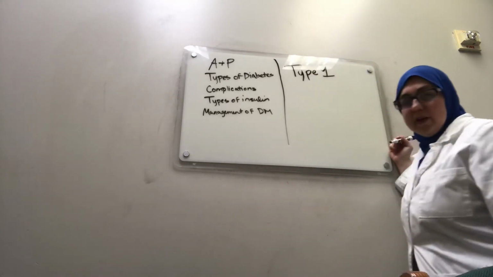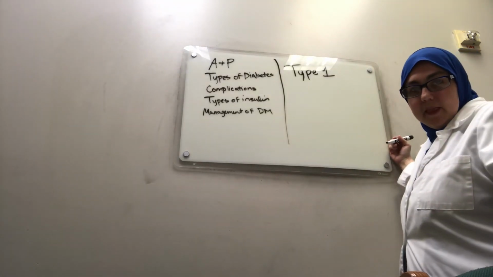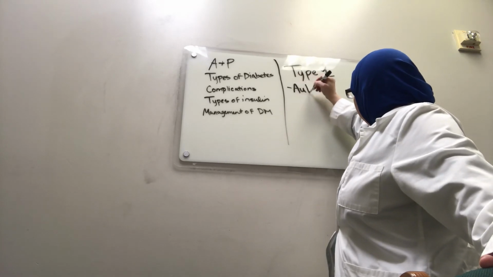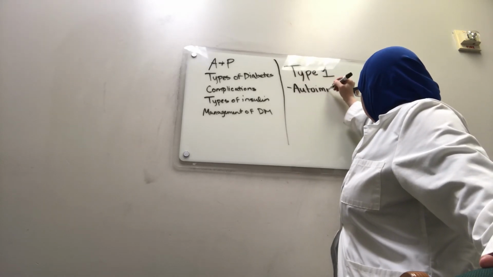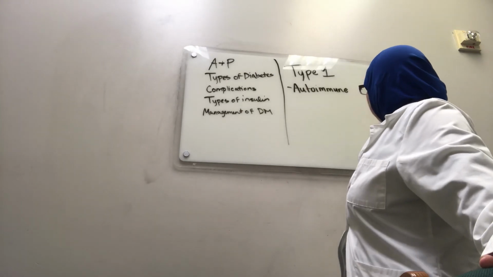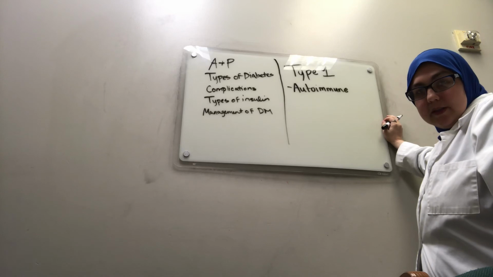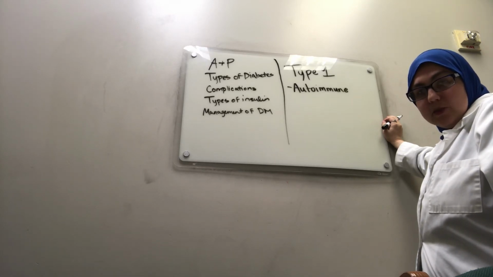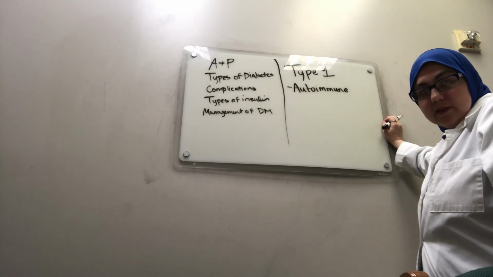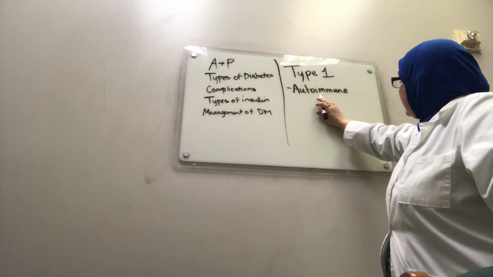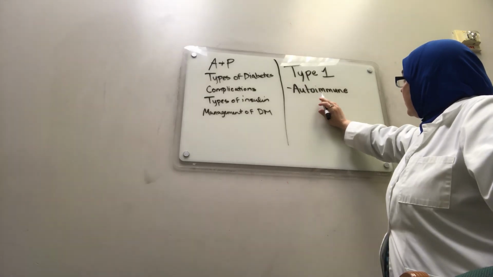What do we know about type 1 diabetes? First of all, it's an autoimmune disease. And what does autoimmune mean? It means that the body is attacking its own pancreas. Over time, it destroys the beta cells of the pancreas, which make insulin. When enough beta cells have been destroyed, the pancreas no longer makes insulin, and this is when the patient usually goes into DKA and gets diagnosed with type 1 diabetes.